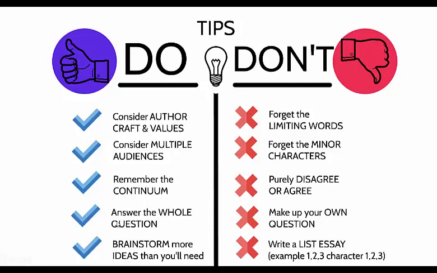Don't forget the minor characters. You'll get some really good stuff out of them, and often the minor characters are going to give you that unique perspective that the major characters aren't. Don't just purely disagree or agree, as I've said. Don't make up your own question. And don't write a list essay. That basically means paragraph 1 would be your first example, etc., or character 1, paragraph 1, character 2, paragraph 2, character 3, paragraph 3. That's what I mean by a list essay. You want to focus on ideas, not examples or characters. They come into it, but they're not the focus.